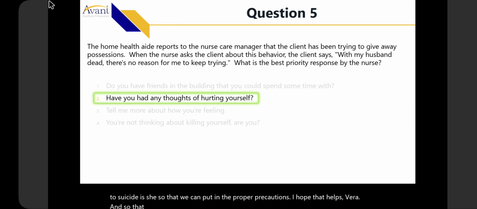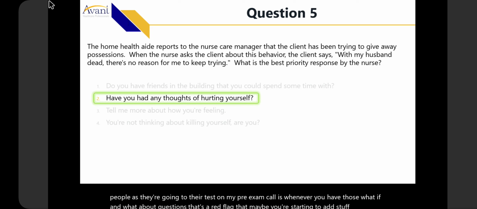And so that's a really good what Vera's got, right? This is one of the things I tell people as they're going to their test on my pre-exam call: whenever you have those what-if and what-about questions, that's a red flag that maybe you're starting to add stuff into the question that's not there, right?